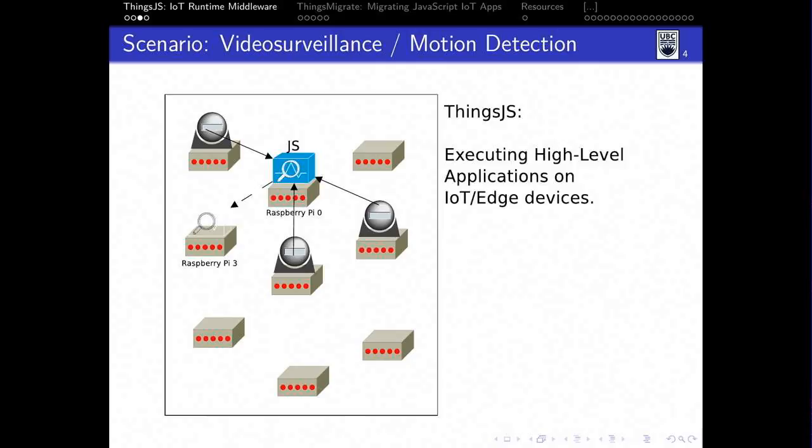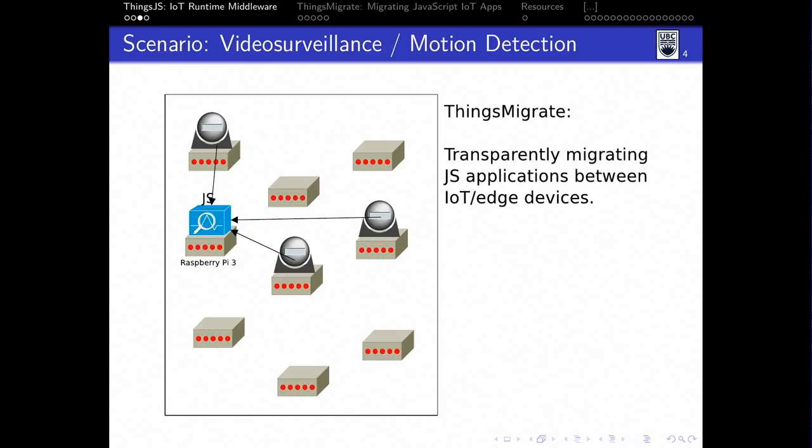But it might happen that a given device is no longer suitable to run a given application. So these things can change. These devices are still relatively low powered, especially a Raspberry Pi Zero. If a given device goes on battery power, it might be better to switch the execution of the task to a different device. The same applies if the device is running low on resources, or, in the case of motion detection, if you want to process at a higher frame rate, it might be necessary to migrate the execution to a new device. So this is what Things Migrate provides.